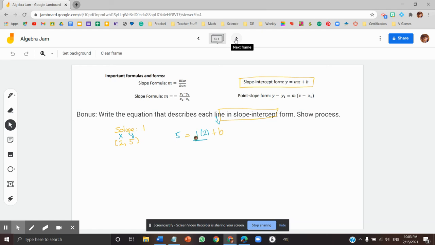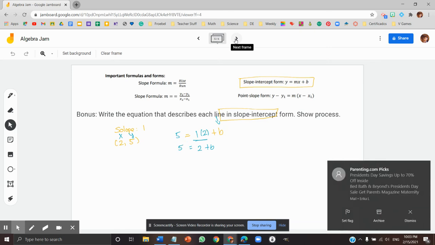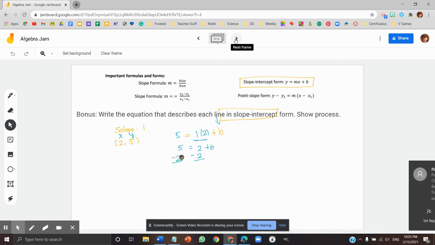First I'm going to solve this right here. 1 times 2 is 2. And then I can take away that 2, I can subtract 2 on both sides. It's going to be 0, and 5 minus 2 is 3. So 3 equals b. This is my intercept.